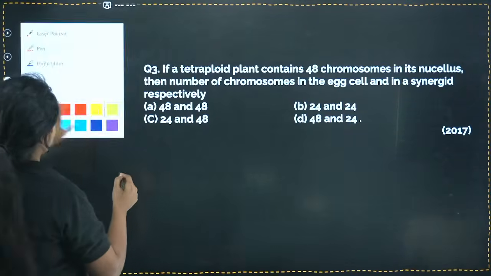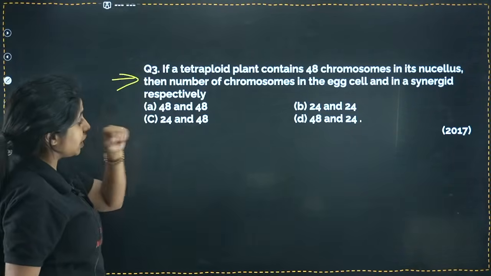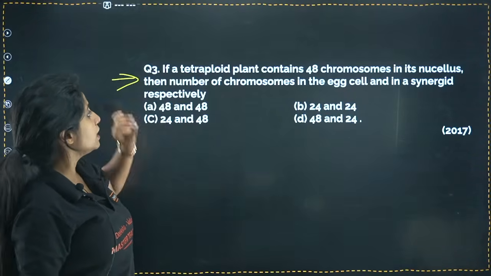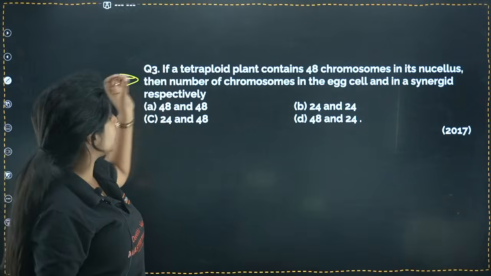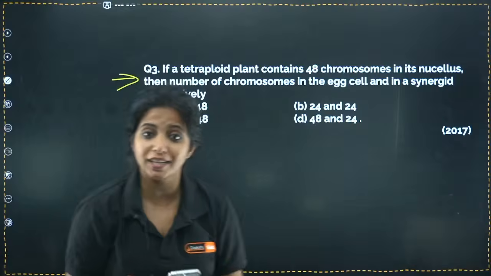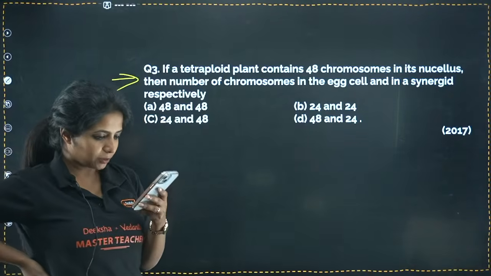Let's go ahead and try to solve this question. If a tetraploid plant contains 48 chromosomes in its nucellus, the number of chromosomes in the egg and its synergid respectively are. This also we did in Masterstroke concept. Try it out. And by that time, let me read out.